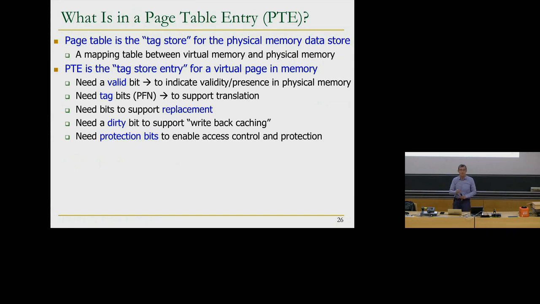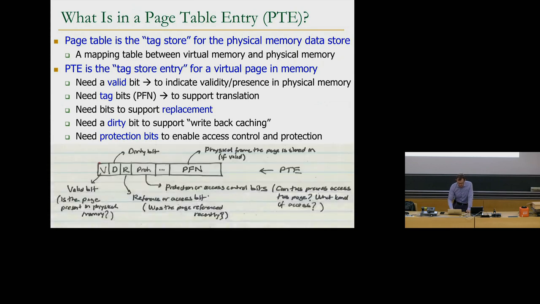To be able to do this, you need to have protection bits on a per-page basis. And this is my cartoonish picture that shows a page table entry. Basically, valid bit, dirty bit, some replacement policy bits. In this case, I have a single bit over here. This basically says it's a reference or access bit. If a page has been recently referenced, you set this bit. If a page has not been recently referenced, you clear this bit. And operating systems actually use this bit to do the page replacement on a page fault. And there are protection or access control bits.